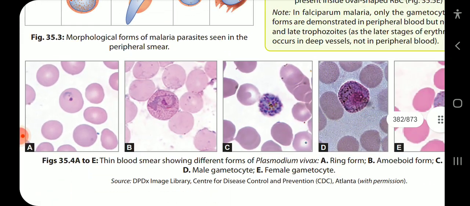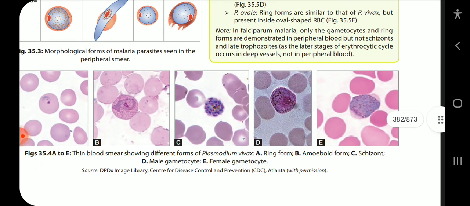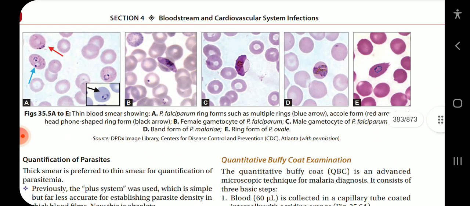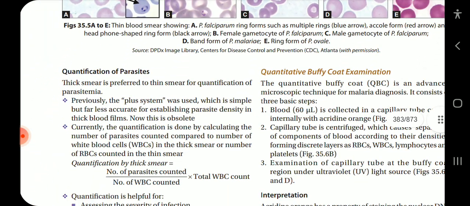In this thin blood smear, in the first we can see the ring forms. In figure B, we can see the amoeboid form, schizont in C, male gametocyte in D, and female gametocyte in E. Now, in the next figure, thin blood smear showing the falciparum ring forms in A, multiple rings from blue arrow, accolé form from red arrow, and headphone shaped ring form from black arrow. Female gametocyte of Plasmodium falciparum in figure B, male gametocyte in figure C, band form of Plasmodium malariae in D, and ring form of Plasmodium ovale in E.